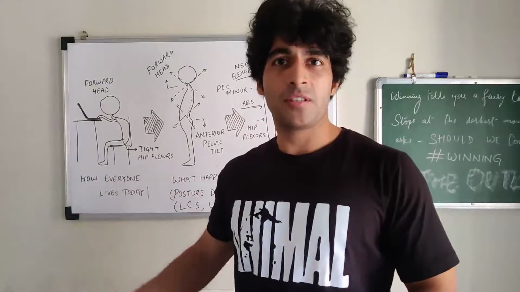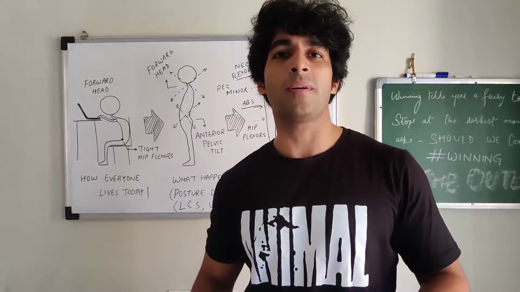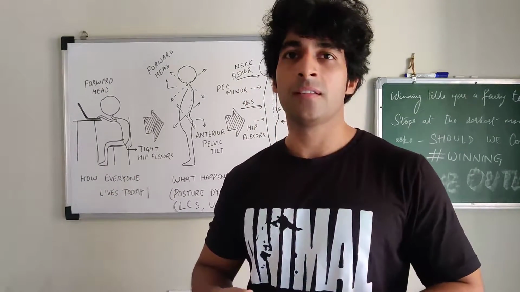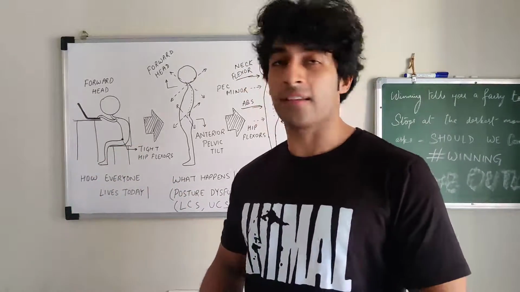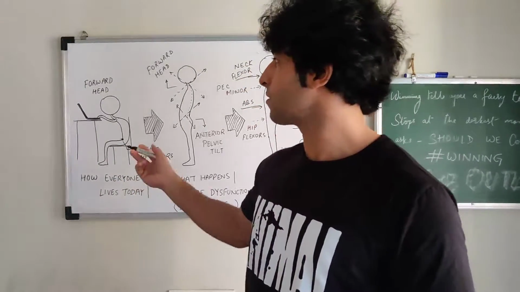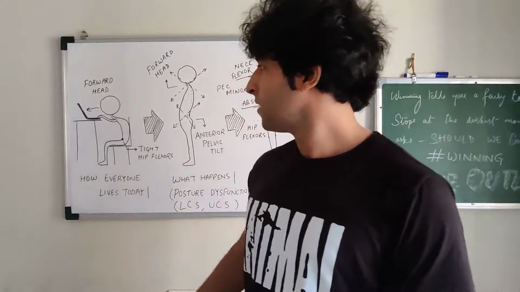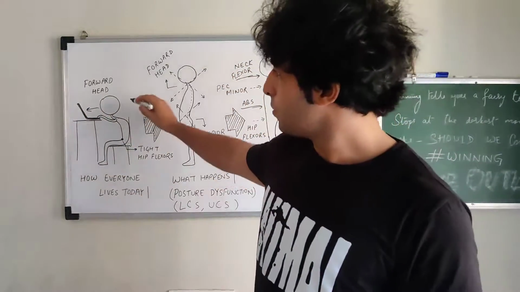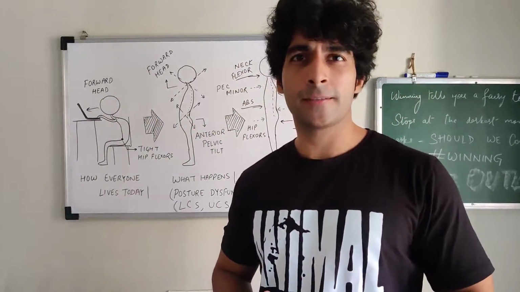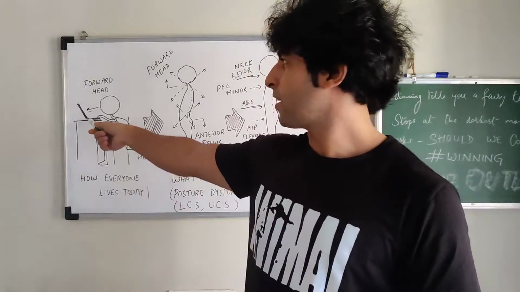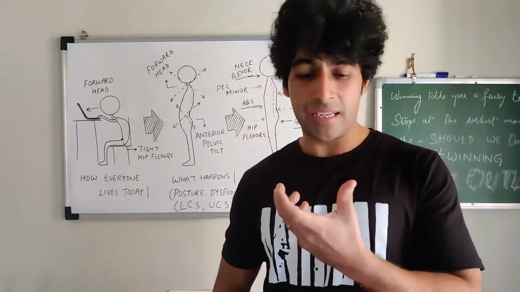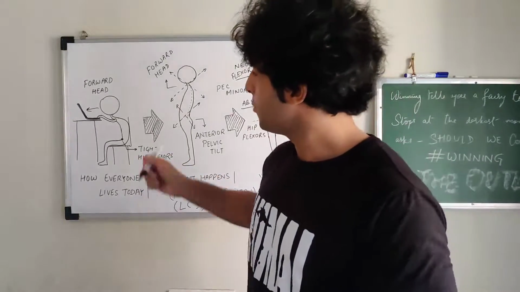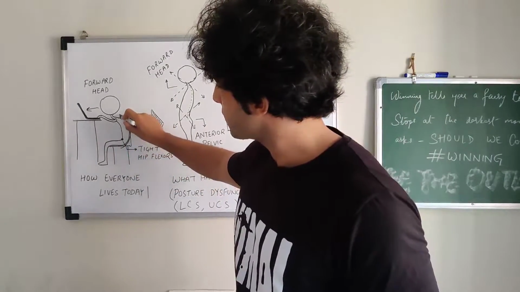If you see this image, this is how a common human life, at least the majority of them, looks like. Sitting and working on a computer, gazing on a screen. Even if you try to sit straight, but your laptop is here, or your screen is here, or maybe your mobile is here, then you tend to create this curve.